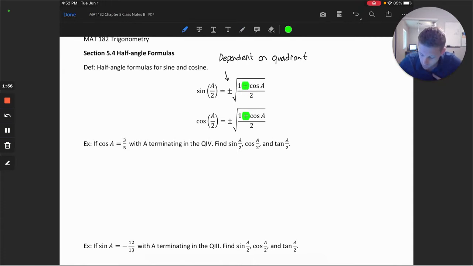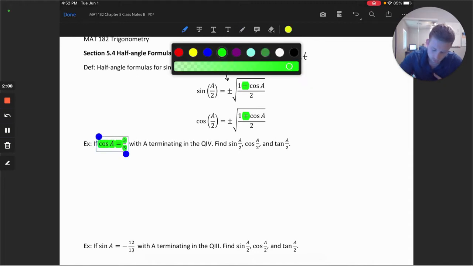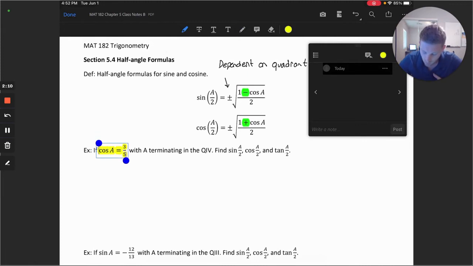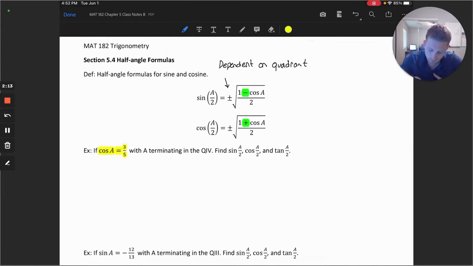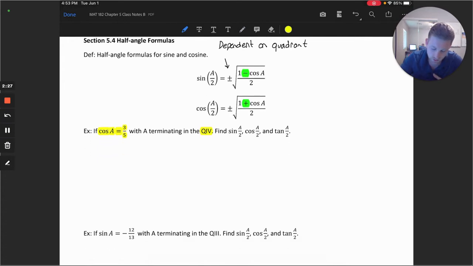So in problem number 1, or the first example, we have the cosine of A is equal to 3 over 5, with A terminating in the fourth quadrant. So we're in the fourth quadrant, and we'd like to solve for sine of A over 2, cosine of A over 2, and tangent of A over 2. As always, let's take a look at a picture to start.